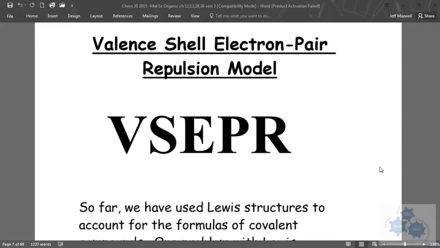Alright, so the valence shell electron pair repulsion model, called VSEPR, we normally call it VSEPR even though it's not really spelled that way. But anyways, this will give us an indication of why compounds and molecules are shaped the way they are, because of the repulsion of electrons that are involved in the bonding.